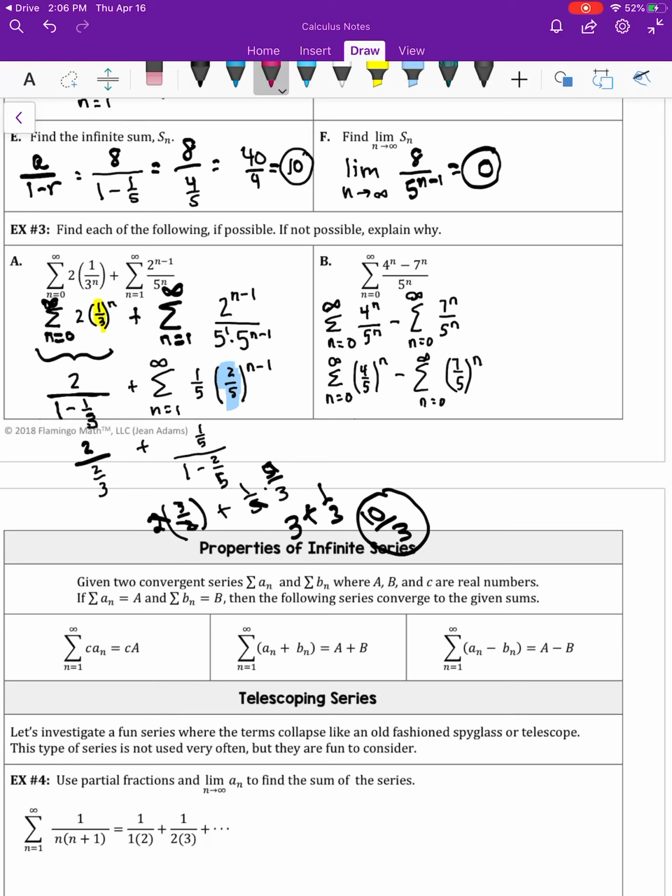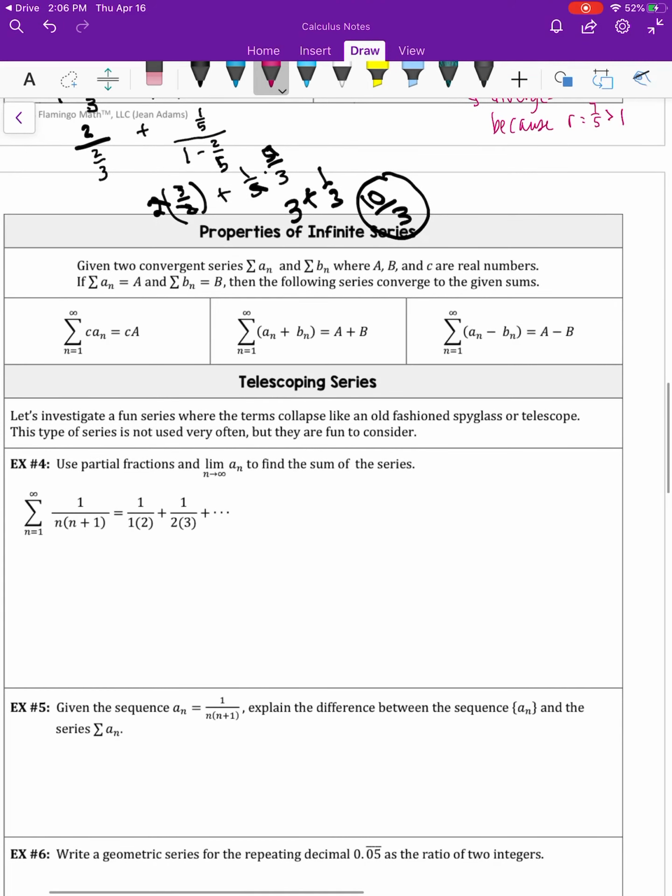But the second one, since your R is greater than 1, is divergent. If one of them diverges, the whole thing diverges. Okay? So we're going to say, since this one diverges, because R equals 7/5, which is greater than 1, the whole thing diverges because one of them does.